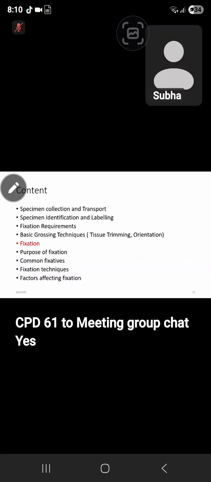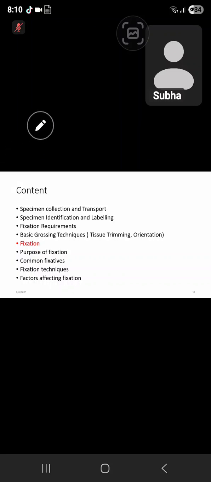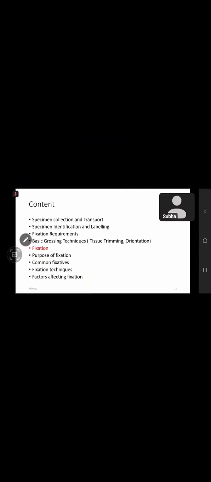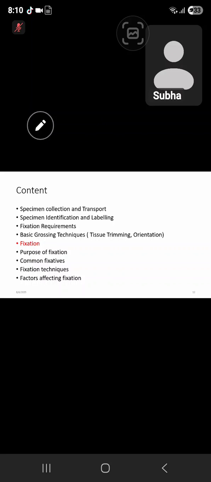Write your answers. At the end of this session, I will discuss the answers, and this is the content of today's lesson. First of all, I will discuss specimen collection and transport, and then specimen identification, labeling, fixation requirements, and basic grossing techniques. So this is the basics of histology techniques.